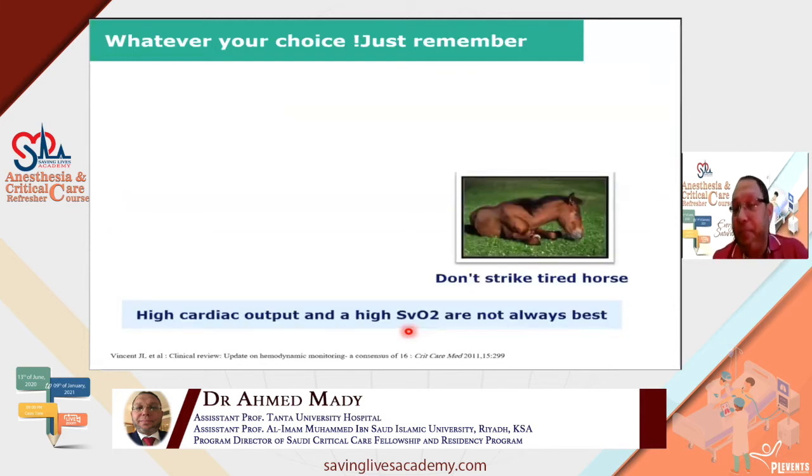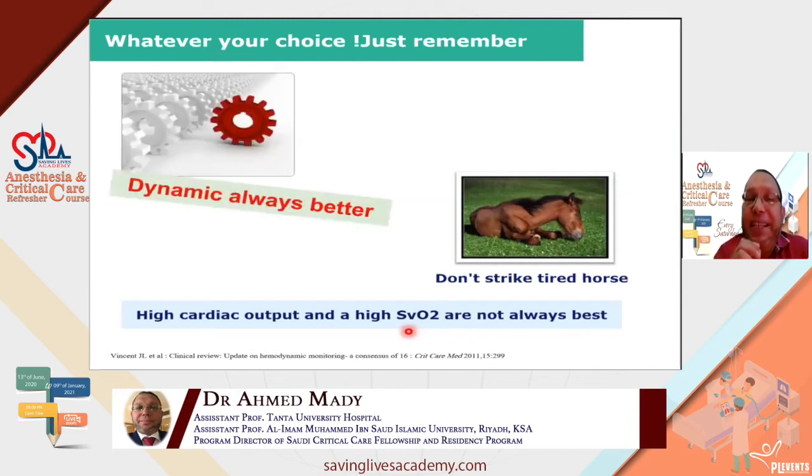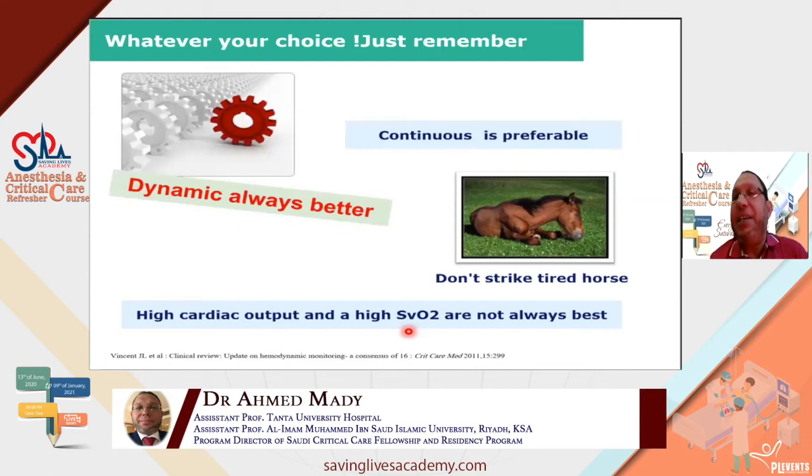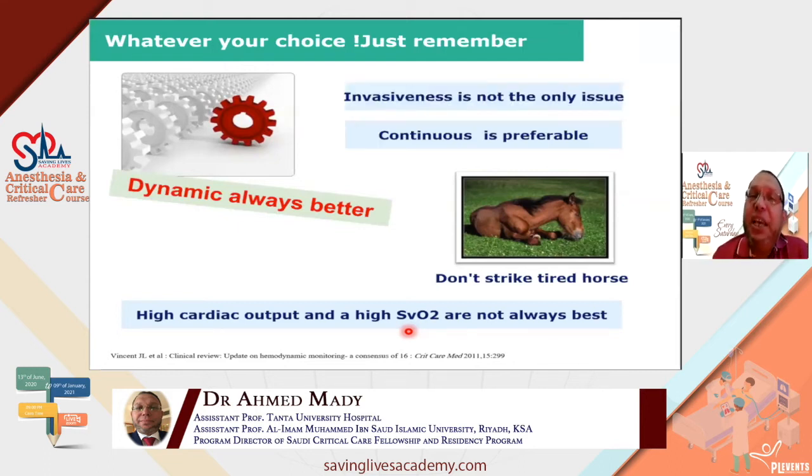Don't think usually the higher is the best. No, higher cardiac output is not the best. Higher central venous oxygen saturation is not the best. It looks like you are striking the tired horse. Don't give more inotropes, don't give more and more and more. And of course, dynamic is always better than static, and continuous is more preferable than intermittent. Of course, invasiveness is essential, but it is not the only issue to think about. For the most invasive technique, there is still a place.